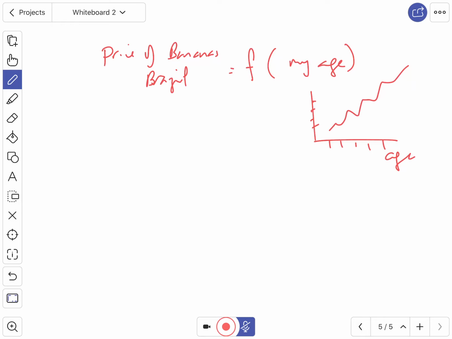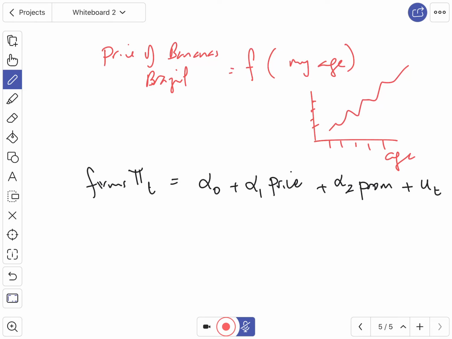So the example I gave you before was a macro model, but I can also think about firm profits. So firm profits, this is the pi for profits, over time is a function of an intercept plus how much they charge in terms of price for their goods, right? Plus, let's say, what they pay in promotion for their products. So promotion or advertising is important, plus other factors, we call it the error term or U t. Okay, so something like this is based on economic theory.